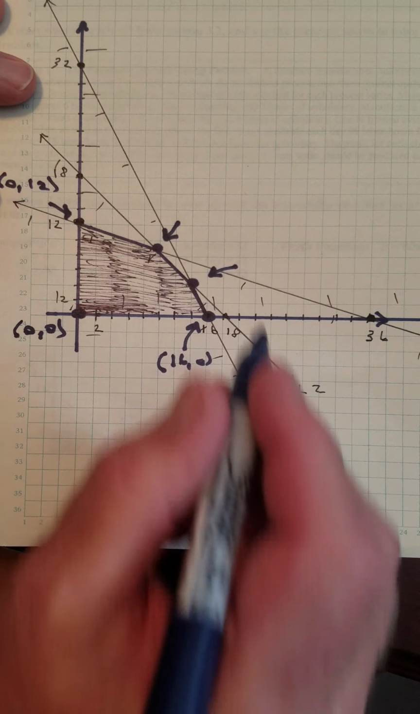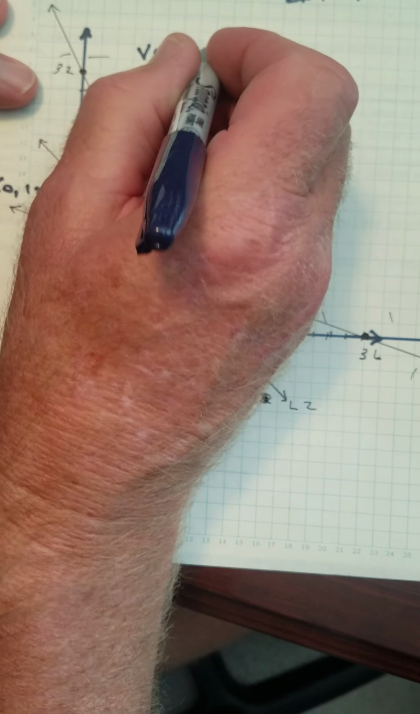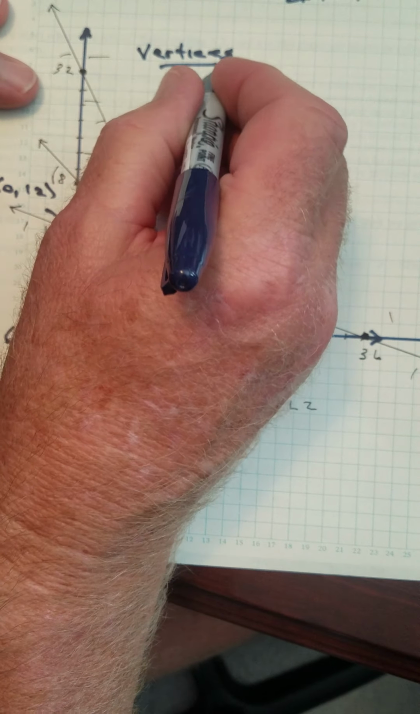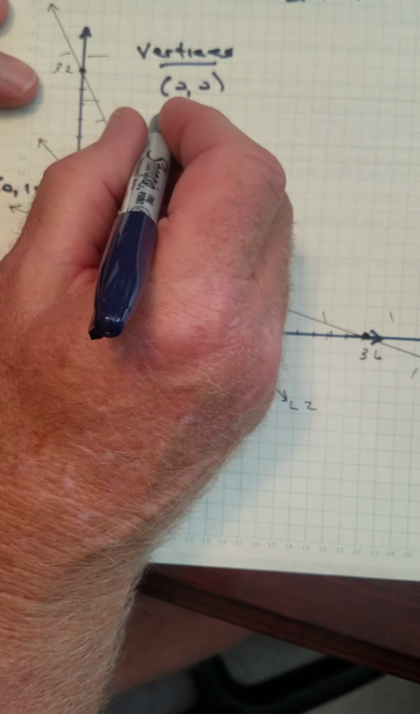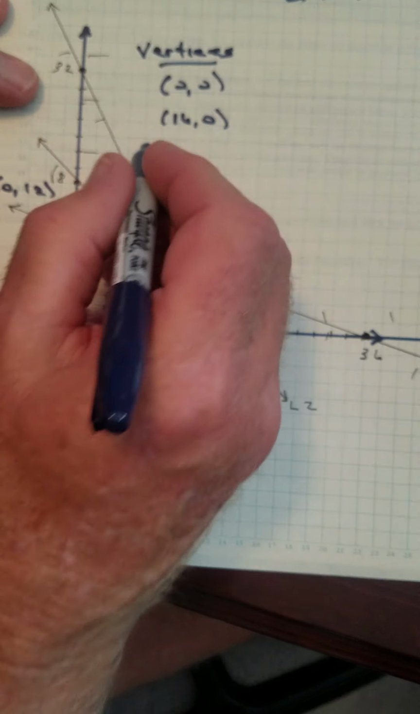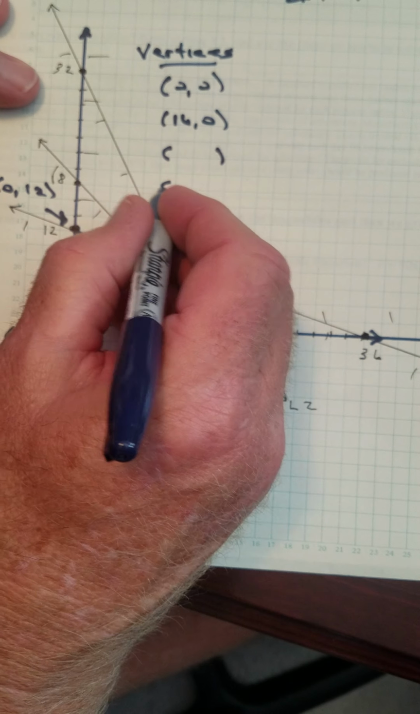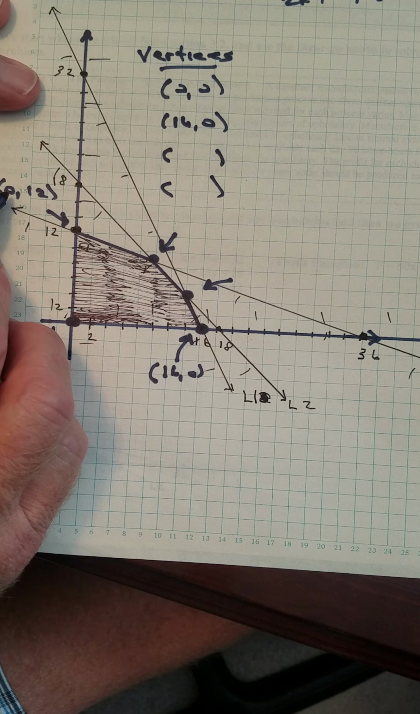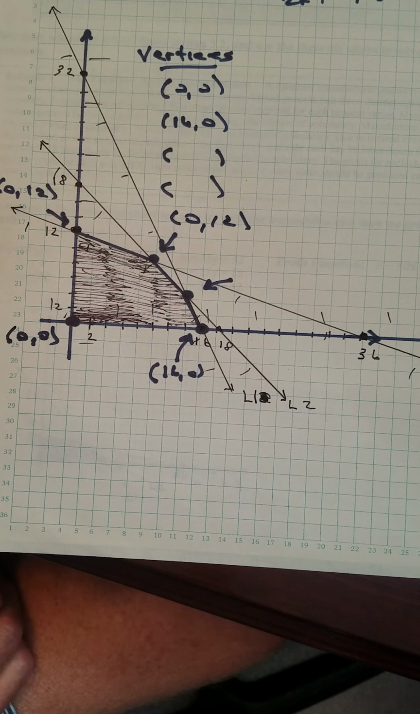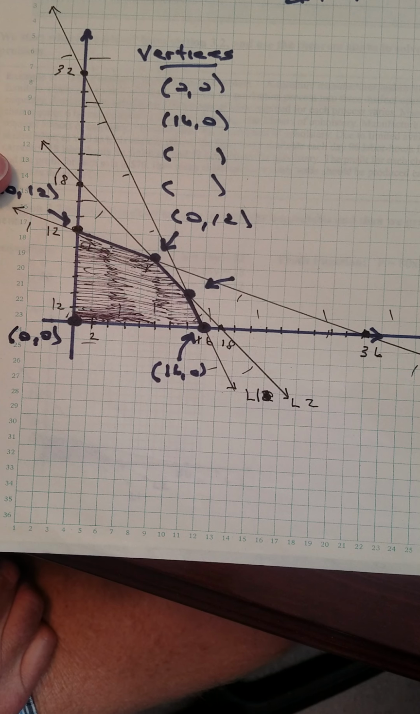So one of the things that you'll be asked is, what are the vertices? So far we have 0, 0. We got 16, 0. We've got this one, but I don't know what it is yet. We've got this one. I don't know what that one is yet. And we got this one, which we know is 0, 12. So if I would ever ask you the vertices, that's what I'm asking for. Just the coordinates.